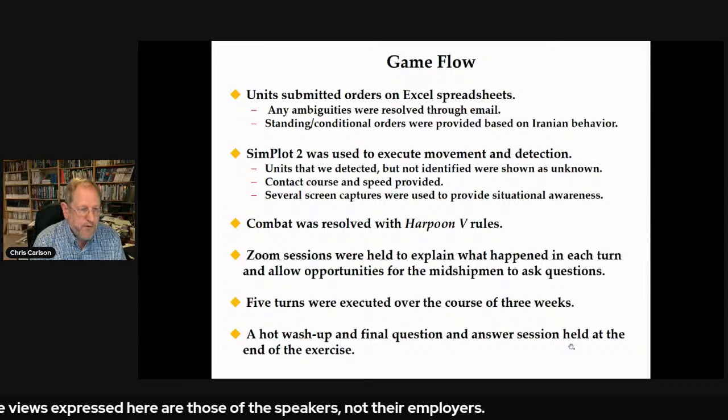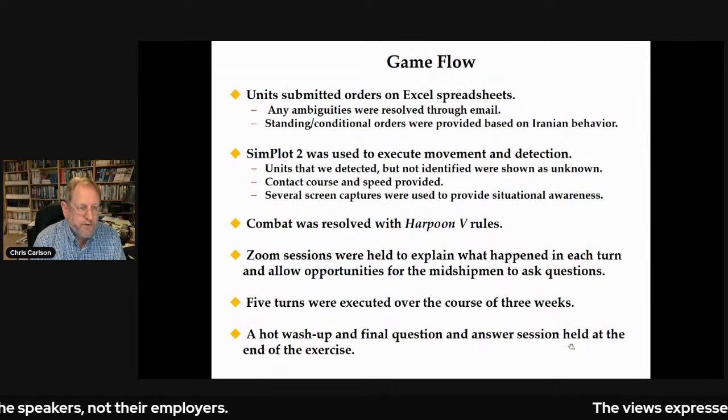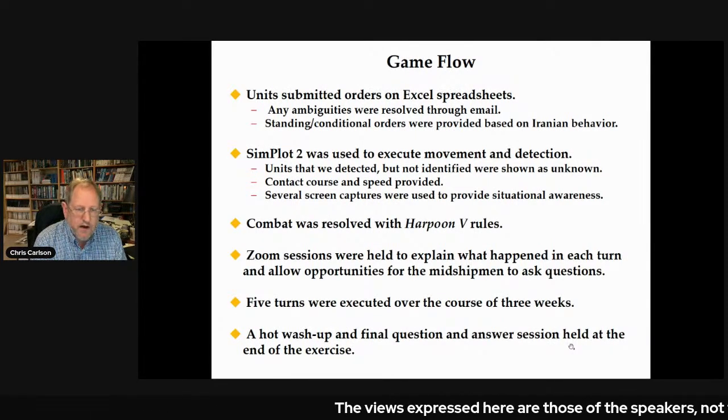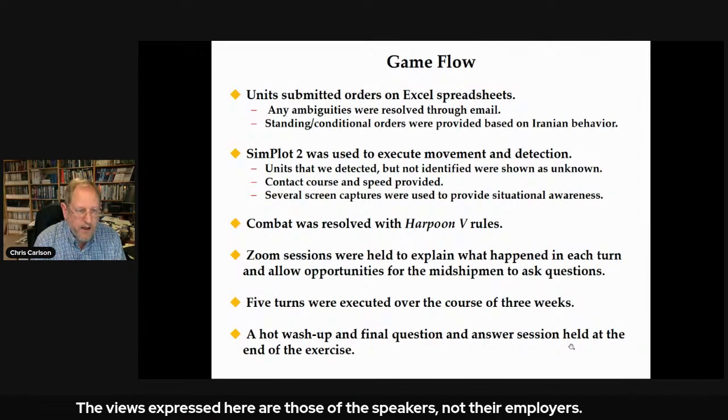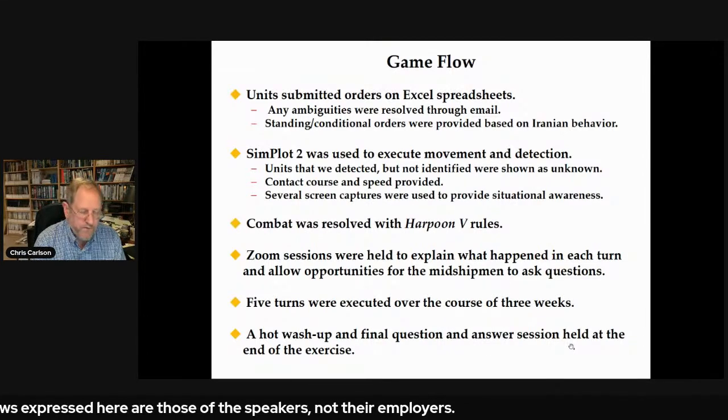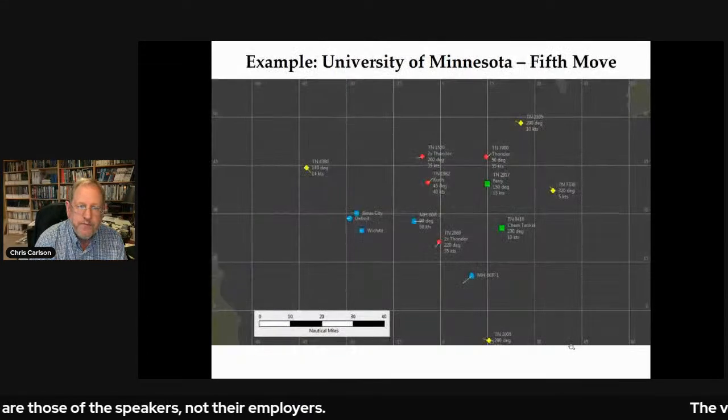It also provided an opportunity for the midshipmen to start asking questions. By the 3rd turn, we were starting to get some good questions. They were starting to click. We did 5 turns over the course of 3 weeks, and after that, we did a hot wash-up with a final question and answer session.